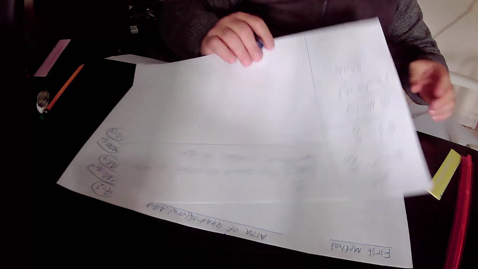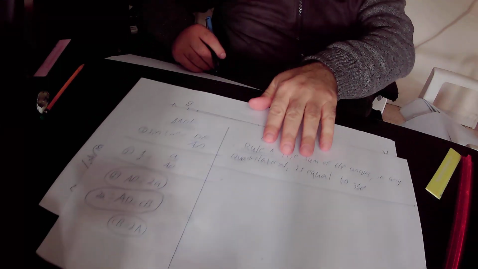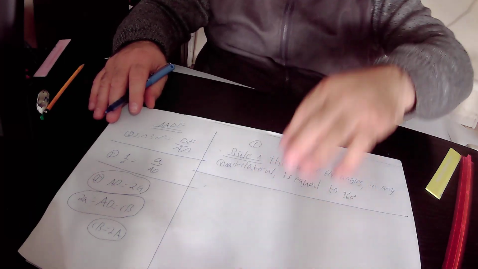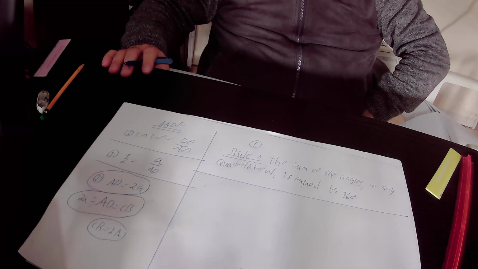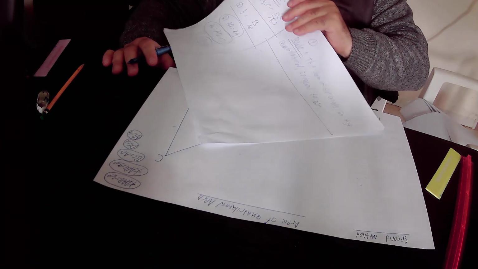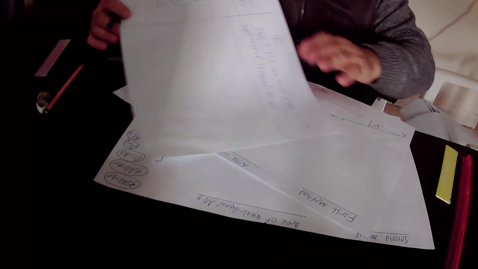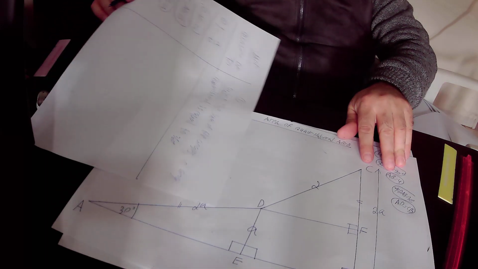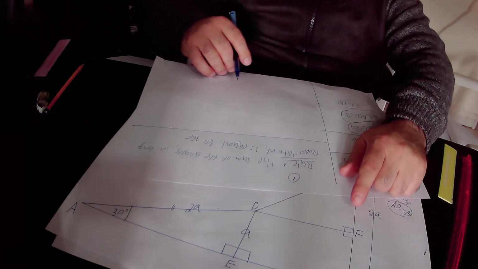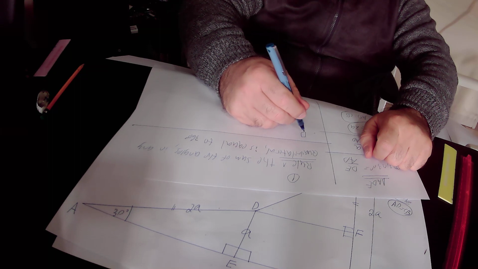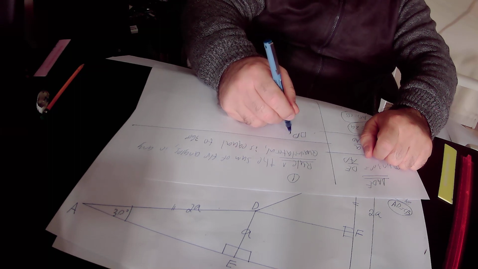I will repeat rule number 1 again. According to rule number 1, the sum of the angles in any quadrilateral is equal to 360 degrees. So actually, according to rule number 1, the sum of the angles in this quadrilateral DFEB must be equal to 360 degrees.